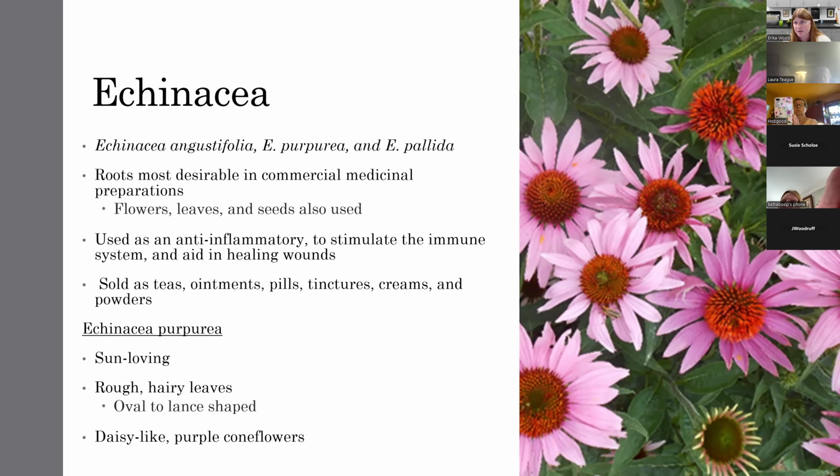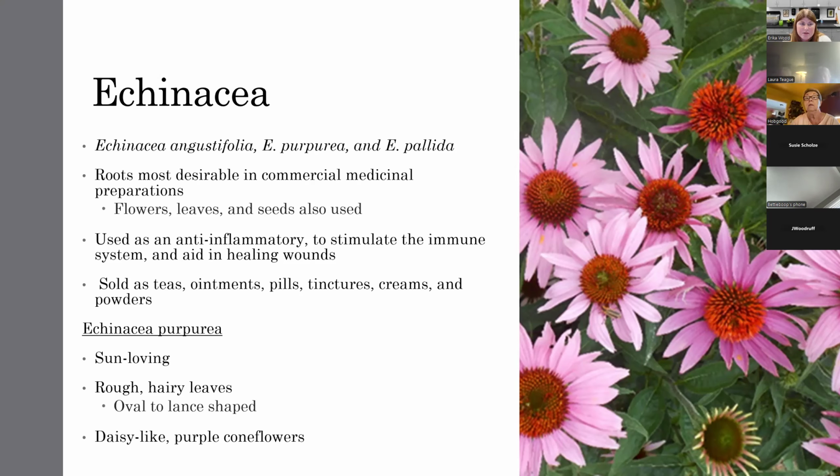Something you may have noticed, especially if you go to the herbal supplement part of a store, is that you're probably going to see echinacea labeled everywhere. There is a reason for that. It is probably one of the most common nutritional supplements that we have. When it's used as a supplement, it's primarily prepared from the roots, but all parts of the plant, flowers, leaves, and seeds, can be used for those purposes.